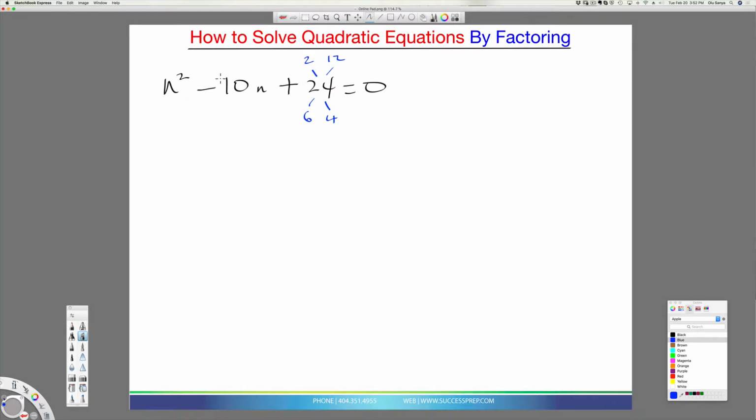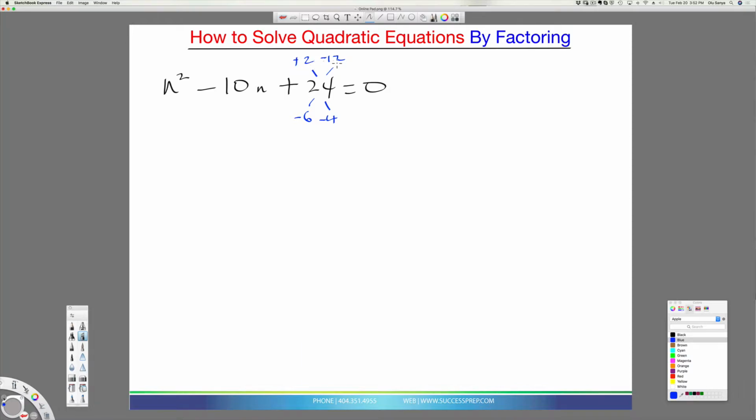Now, notice the only way we're going to get a negative 10 here in this case is if this was negative and this was positive. And the only way we're going to get a negative 10 in this case using 6 and 4 is if this was negative and this was negative. Now, because this is a plus sign, I cannot use the 2 and 12 because remember the plus sign tells me to use the combo that has the same sign. I didn't say positive or negative. It just has to be same sign.